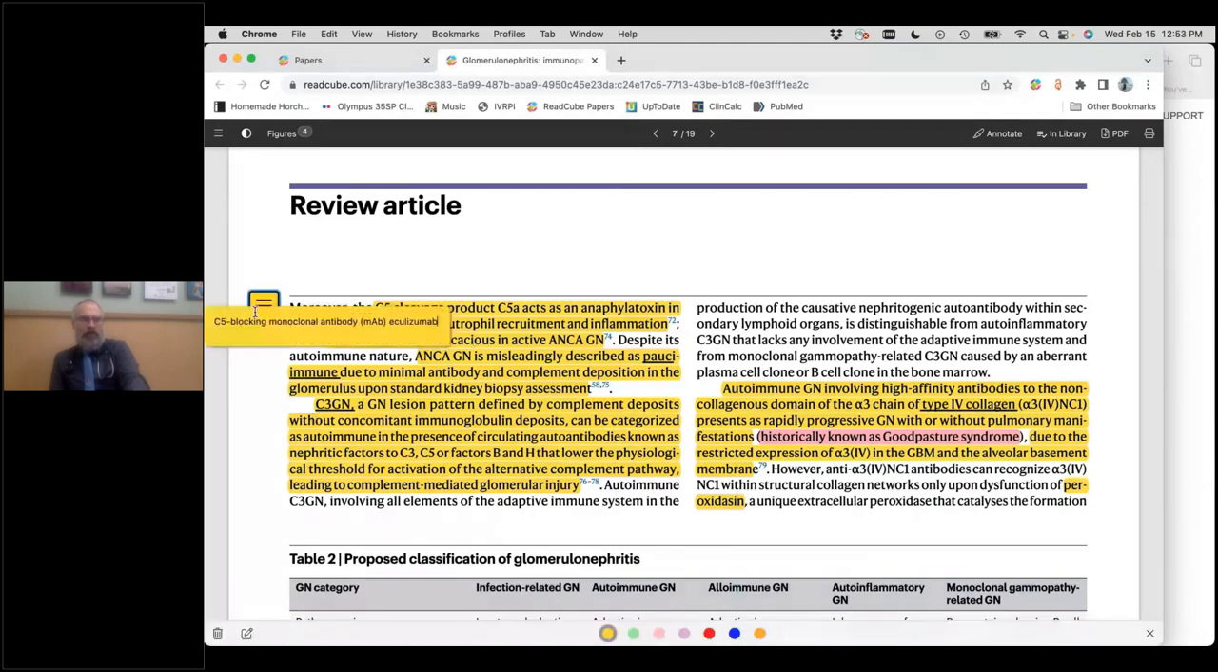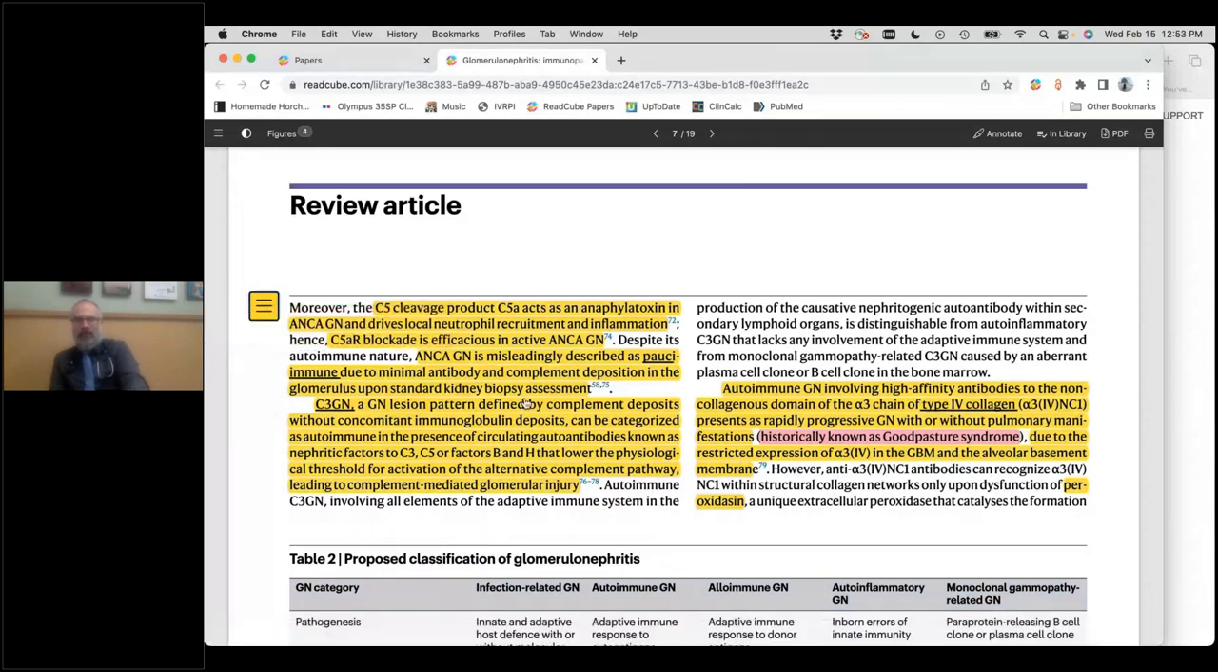Oh, and how cool it is. So they actually have complement blocking antibodies. Eculizumab is one of the ones that are used in people, and so really finely tuned therapies, which are just totally different than throwing steroids and mycophenolate.